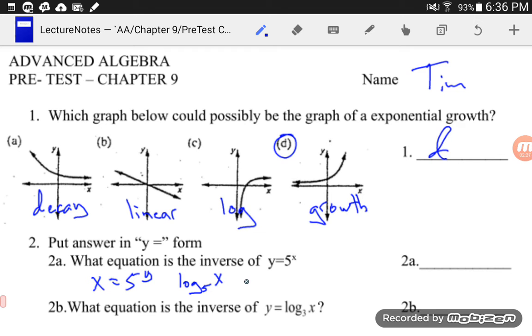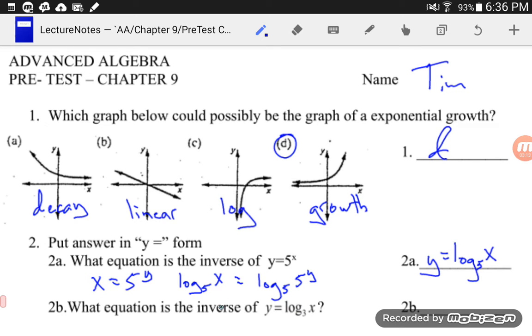So log base 5 of x equals log base 5 of 5 to the y. And we know by the power property I could bring that y down in front. We also know by one of the other properties that log base 5 of 5 is 1. So log base 5 of 5 to the y power is just y, and so I'm left with y equals log base 5 of x.